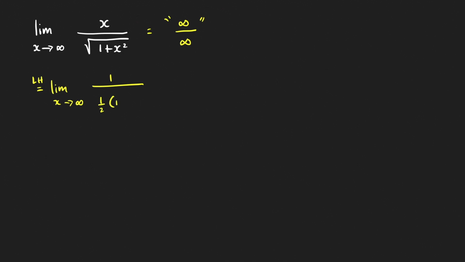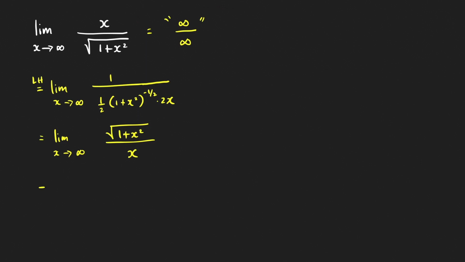1/2 times the quantity 1 plus x squared raised to negative 1/2 times the derivative of the base, which is equal to 2x. And this expression can be simplified to the limit as x approaches infinity of the square root of 1 plus x squared, and then all over x. So this limit is again in the form infinity over infinity.